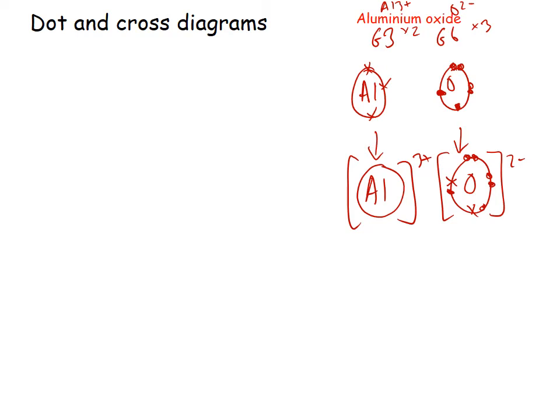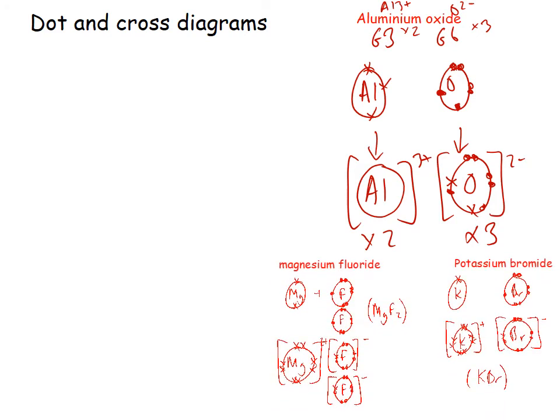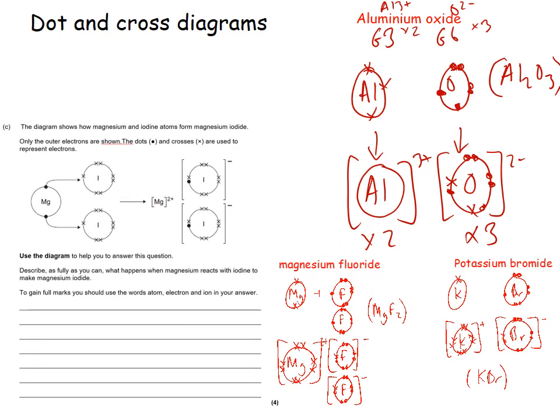So you can now put here that you times this by 2, then times this one by 3. You will get the mark for that in an exam. And that's your dot and cross diagram. Now I've put 2 examples on the bottom here for you. Aluminium oxide, you can write its chemical symbol at the side here, which is Al2O3. And then I've given you an exam paper question here, which we'll go through.